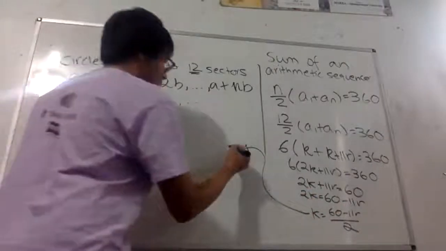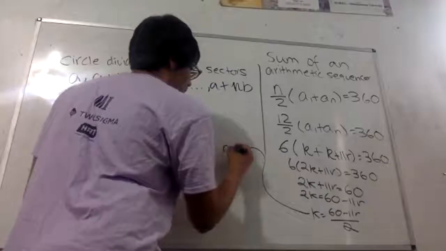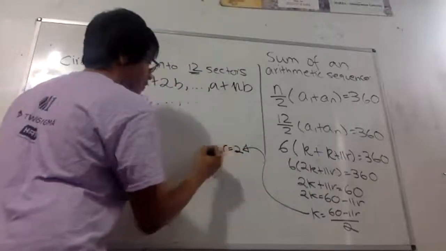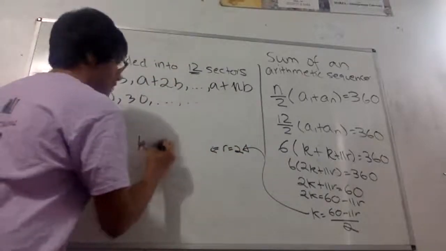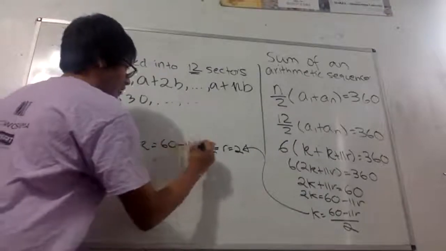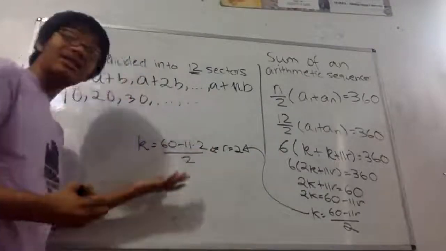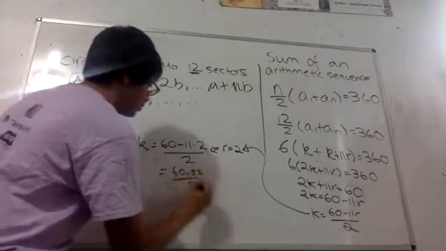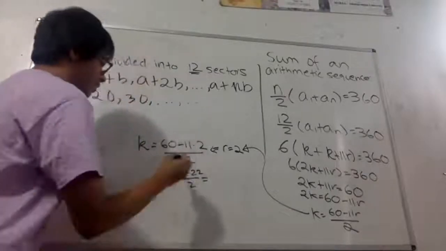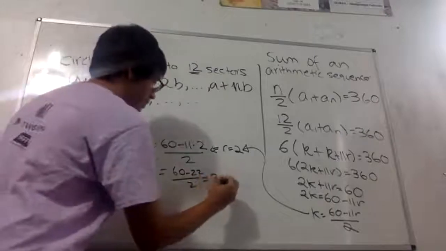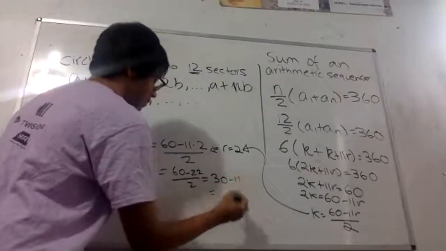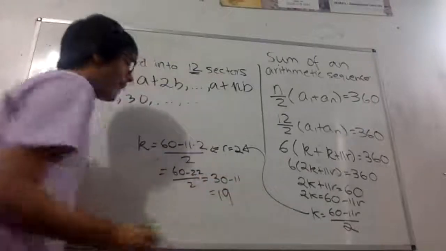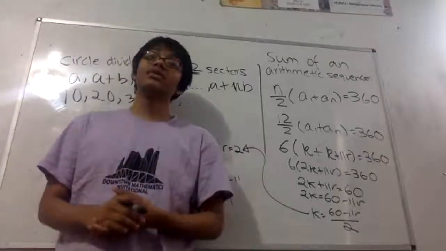So let's start by testing the first even value, r equals 2. If r equals 2, we have k is equal to (60 minus 11 times 2) over 2. This simplifies to the following: (60 minus 22) over 2 equals 30 minus 11, which is 19. But it turns out this is not the smallest you can go.